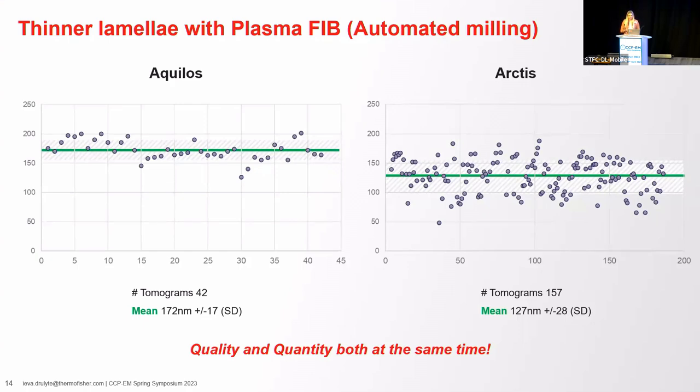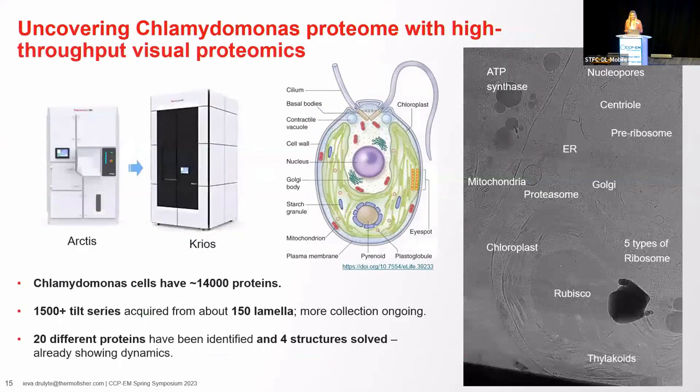So going from statistics, let's have a look into some results. In this work, we're trying to uncover the Chlamydomonas proteome using high throughput visual proteomics. In the middle, you can see a cartoon image of a Chlamydomonas cell, and on the right, a search map from one of the lamellae. You can already identify so many beautiful features in this search map. And Chlamydomonas has over 14,000 proteins, but the structural database is quite limited.